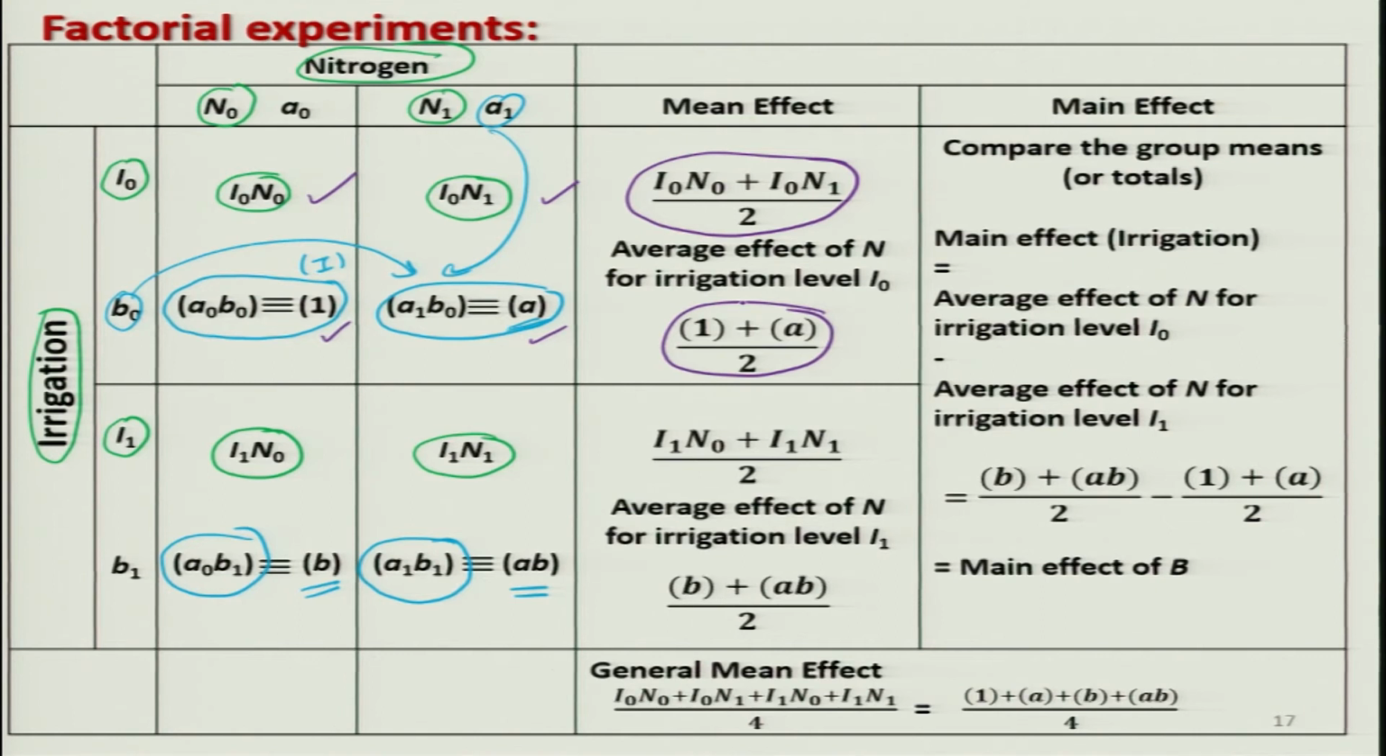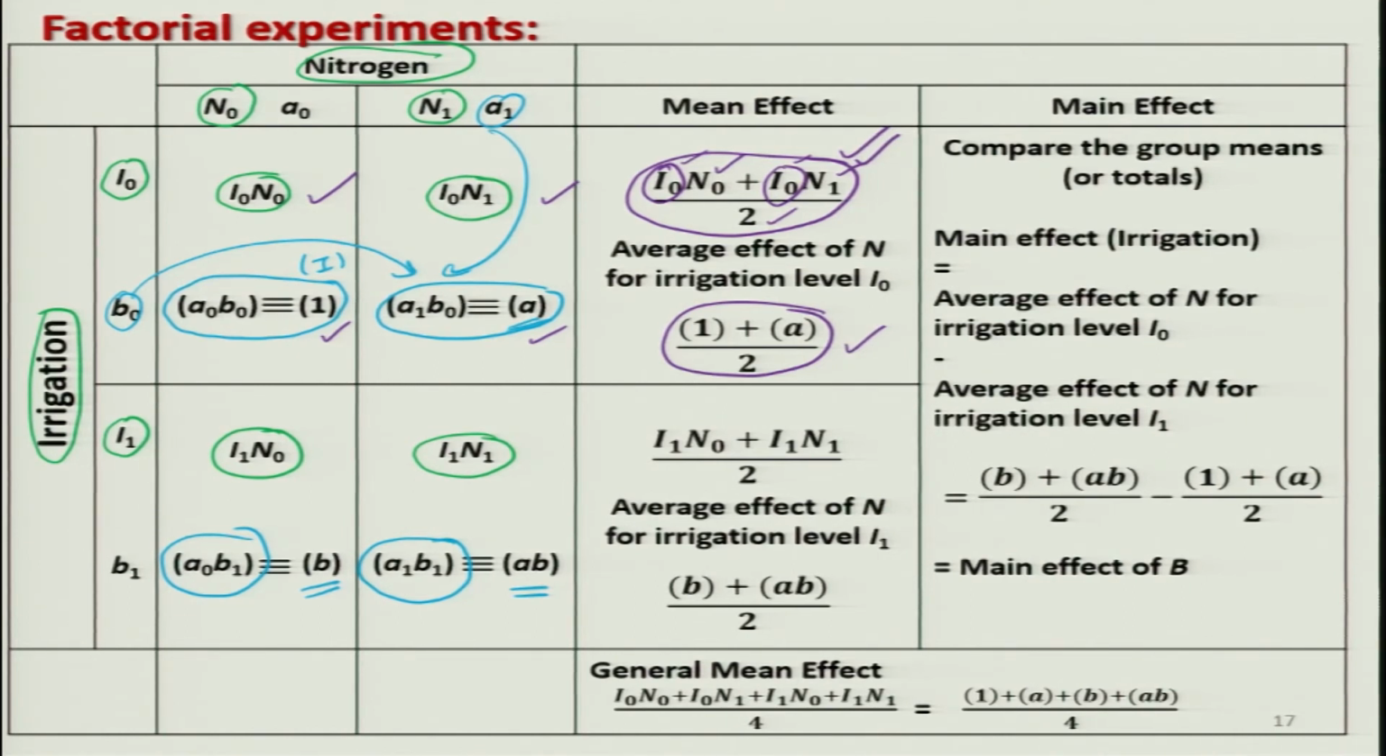Now, if you see how this structure looks, you can see that this I0 is common to both the terms. So, do not you think that it looks as if this is the average effect of nitrogen for the fixed irrigation level I0? You are taking N0 and N1 divided by 2, where the I0 level is fixed. The same thing can be expressed as 1 plus A upon 2.